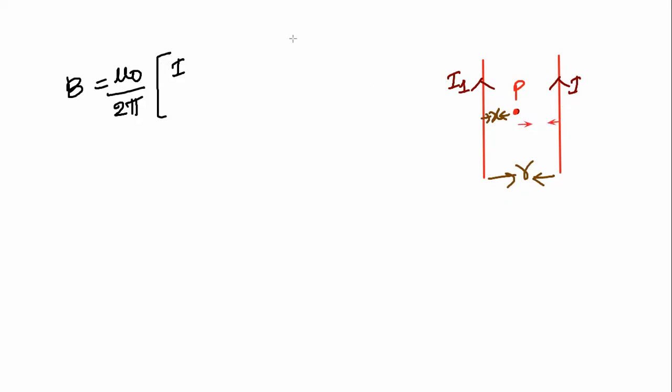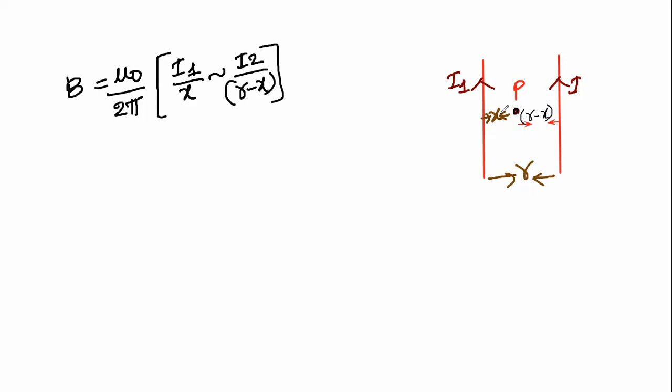This distance is equal to r minus x. Then I1 divided by x plus I2 divided by r minus x. This is the magnetic induction at this point.